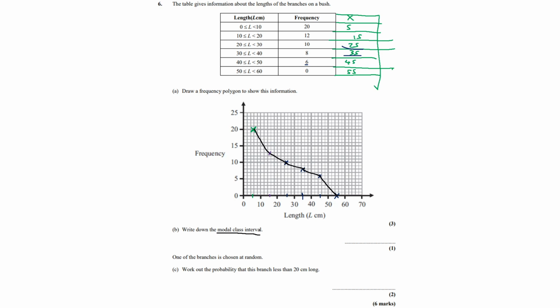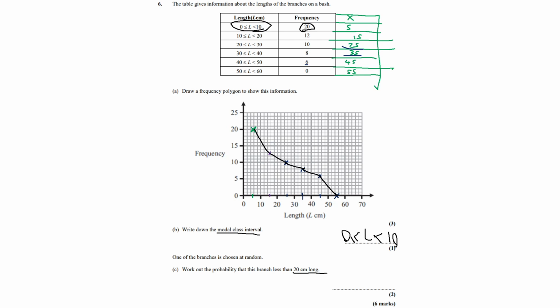Work out the modal class interval. We can see that the highest number is 20, which refers to 0 to 10. Okay? Now, if one of the branches is chosen at random, work out the probability that this branch is less than 20 centimeters long.